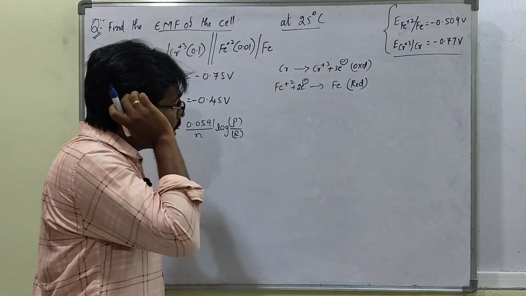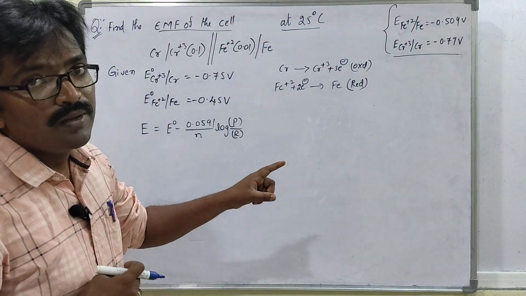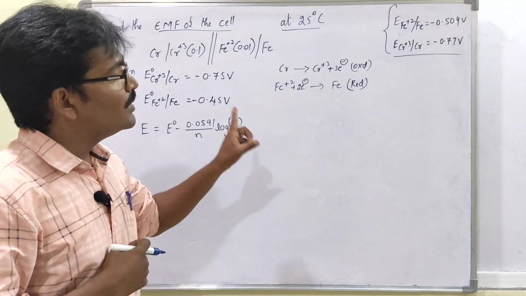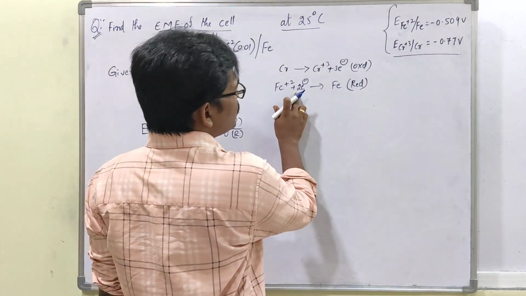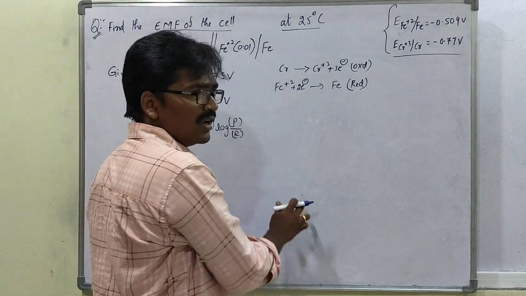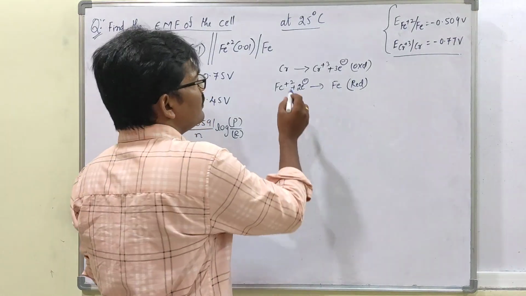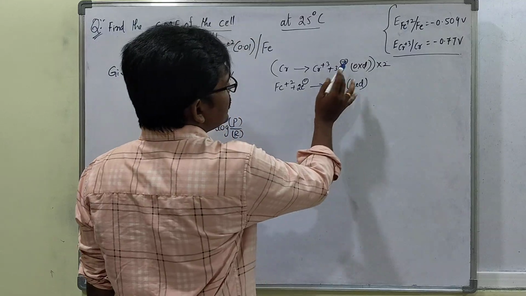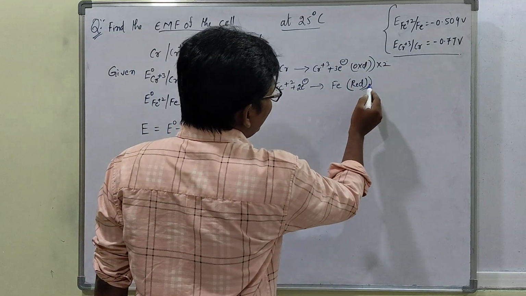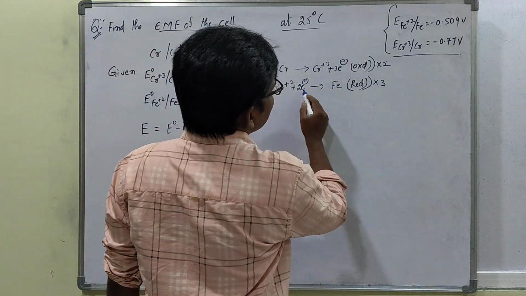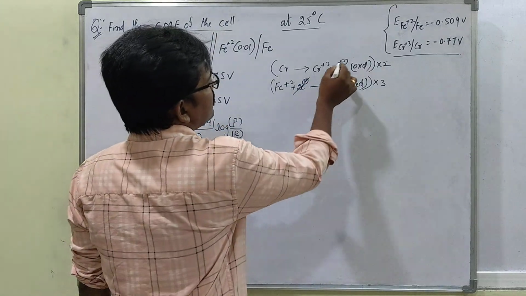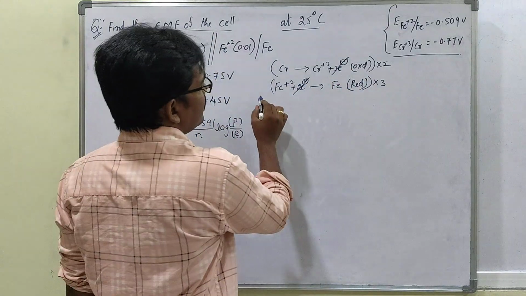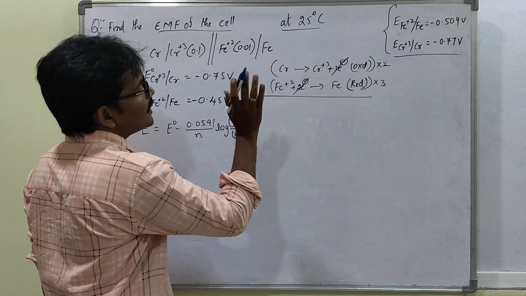When we write the cell reaction, both electrons must be cancelled. Here 2 electrons are there, and 3 electrons there, but the same number of electrons must be there, then only they will cancel. So if we multiply the equation by 2, we get 6 electrons, and multiplying the other by 3 gives 6 electrons. So 6 electrons on both sides will be cancelled. Then note the cell reaction.